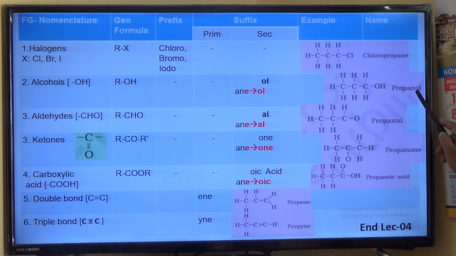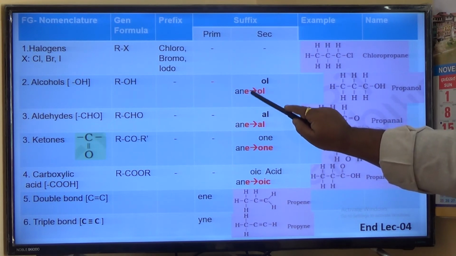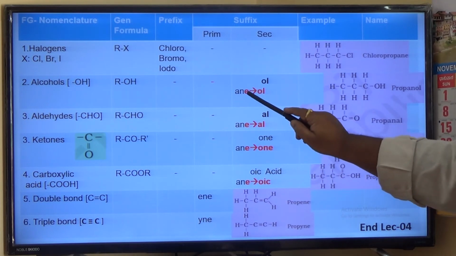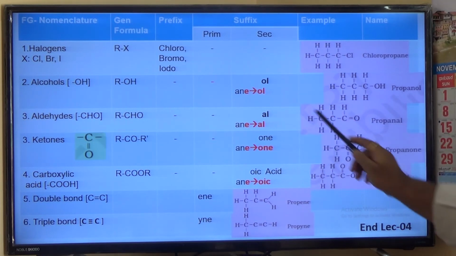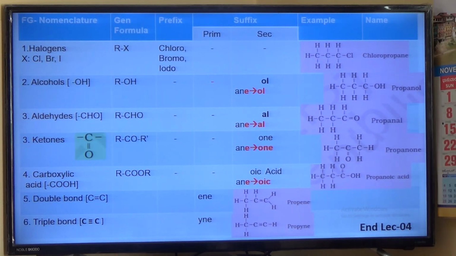Propane will be there, but when we add the OH group, the last letter E in propane should be replaced with OL. So propane is changed to propanol. I hope it is clear.